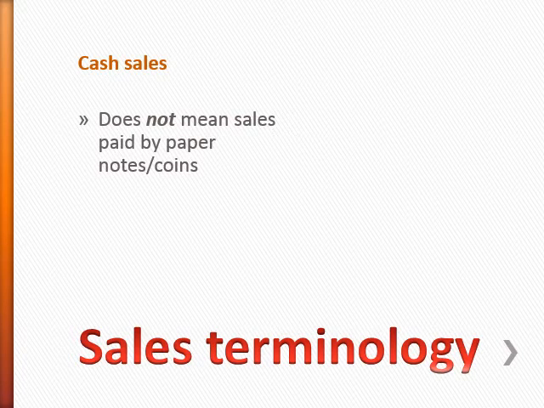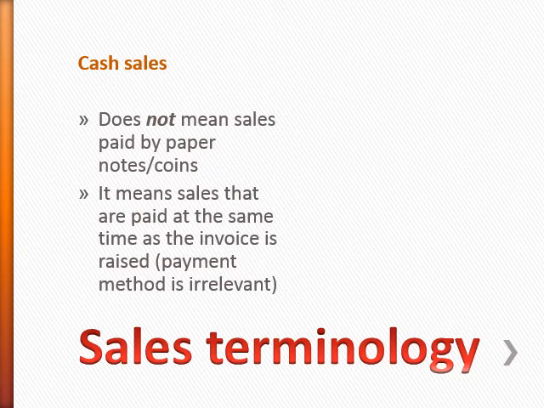Now firstly, and before we get on to the sales daybook, I just want to go through a couple of items of sales terminology. The first is cash sales. It's important that you're aware that this does not mean sales that are paid by paper notes such as £5, £10, £20 notes or coins. What cash sales means for an accountant is a sale that's paid immediately. So we receive payment at the same time as the invoice is raised.